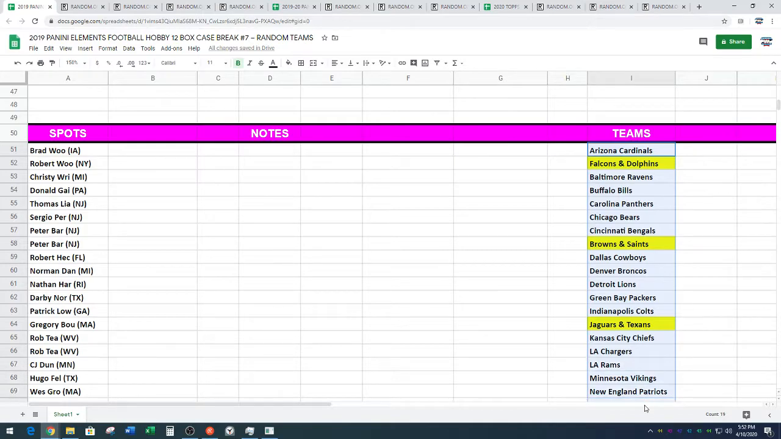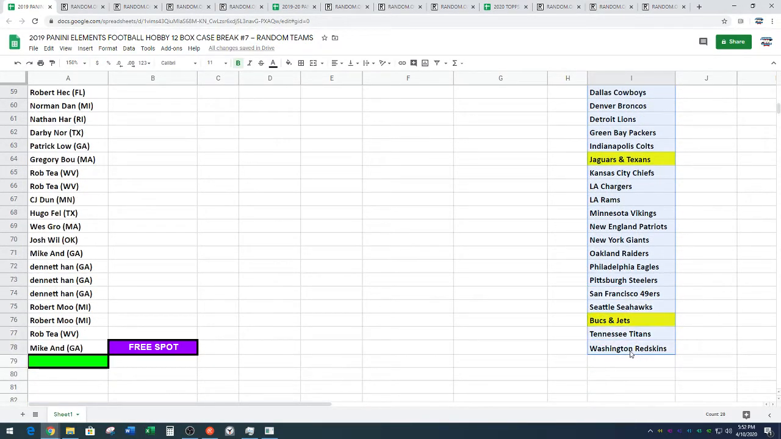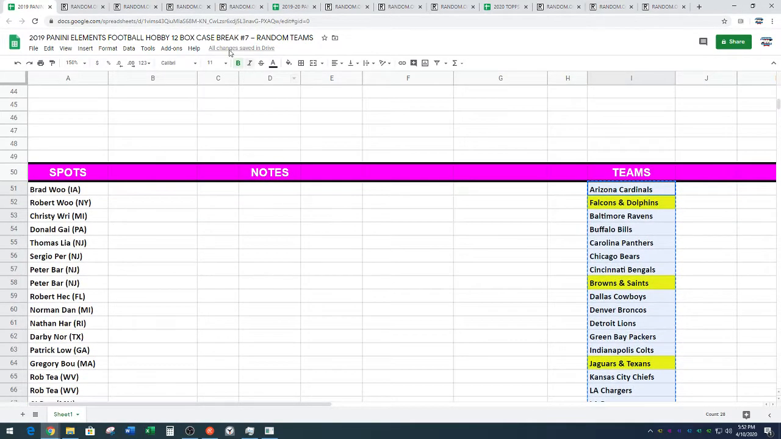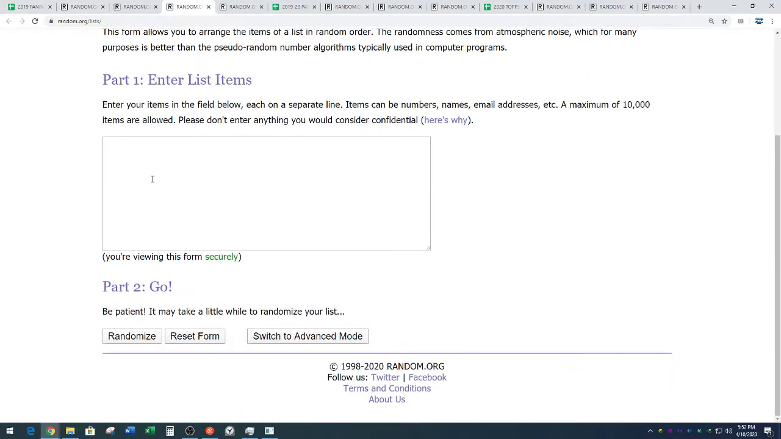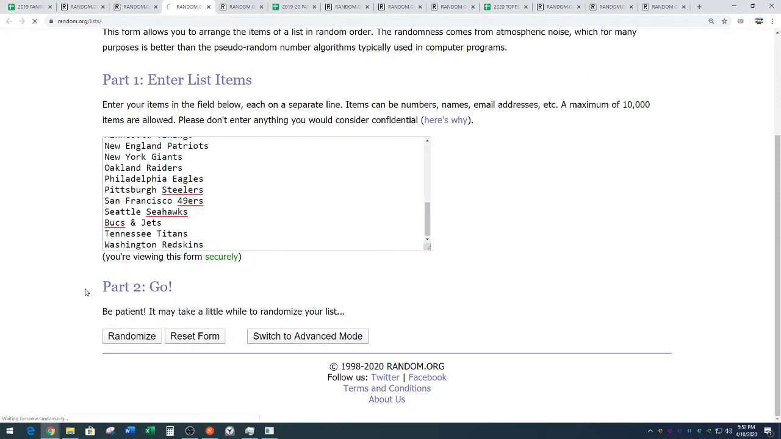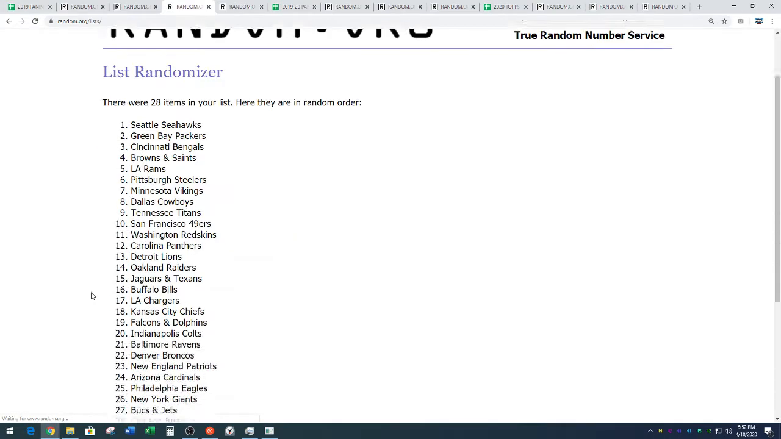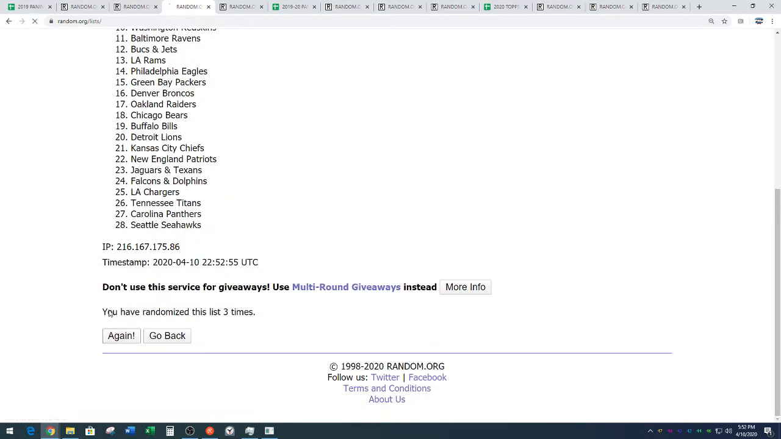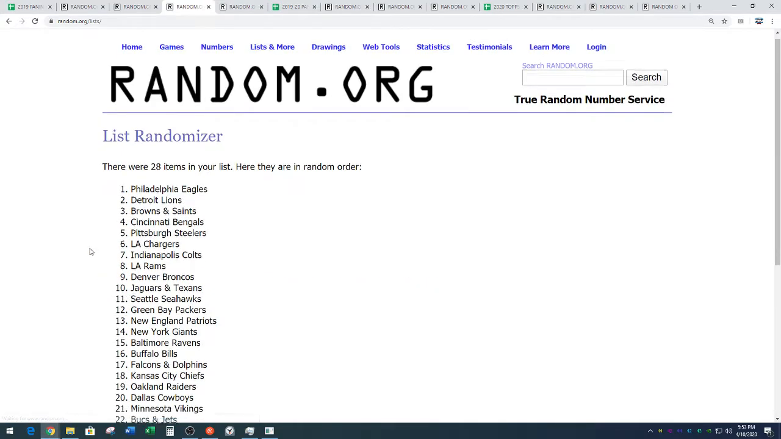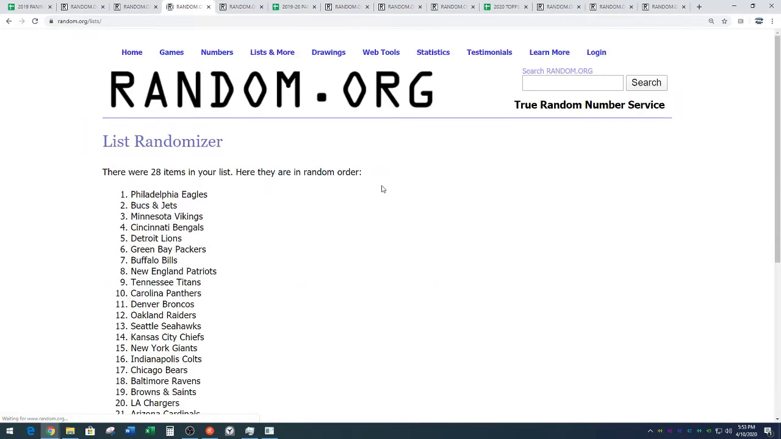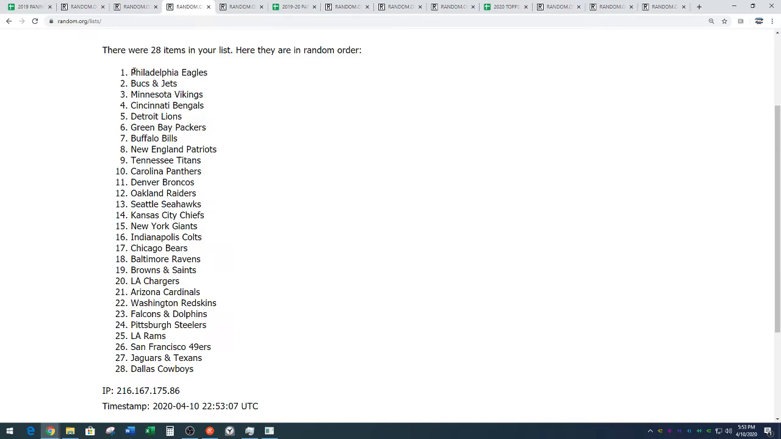All right, we got 4 combos. Falcons, Dolphins, Browns, Saints, Jaguars, Texans, Bucks, and Jets. Random.org. 10 times. 1, 2, 3, 4, 5, 6, 7, 8, 9, and 10. We have the Eagles down to the Cowboys.